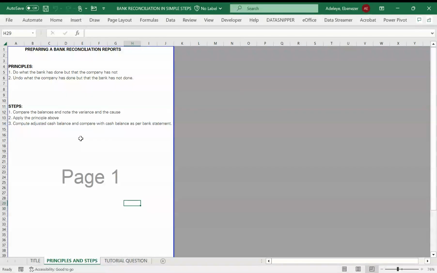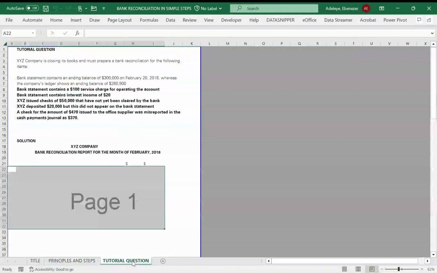So basically, those are the two areas we wanted to look at, the principles and the steps. If you have any question regarding this, please let me know in the comment section. We are going to be going to the tutorial question right now to drive home the points that I have made earlier.